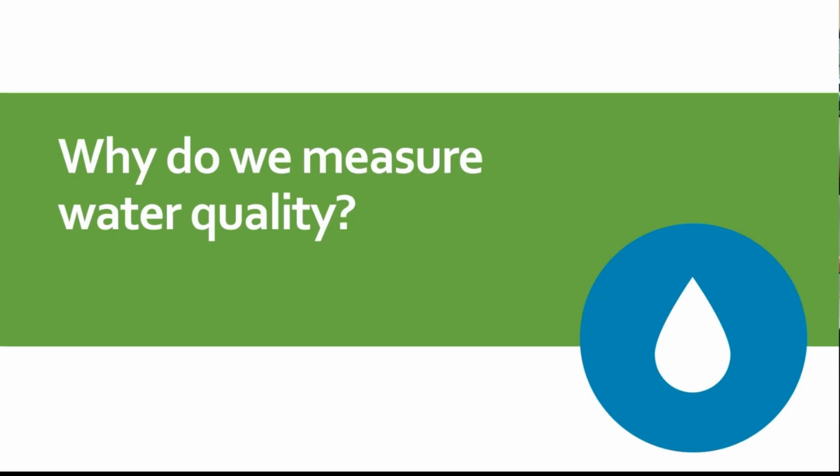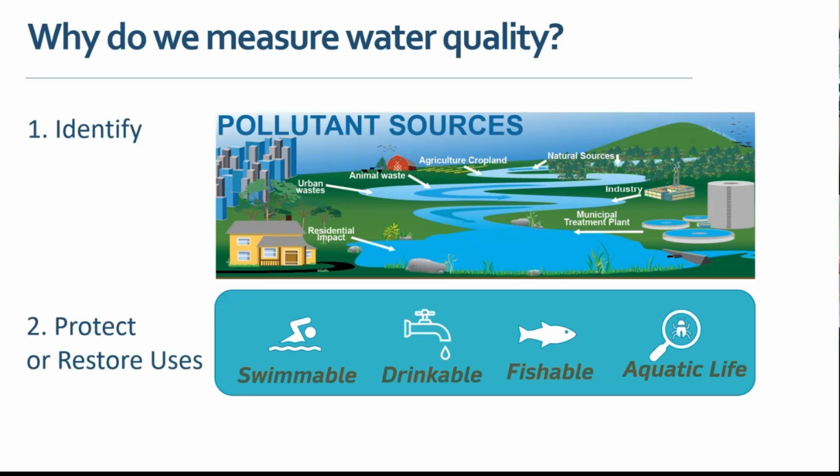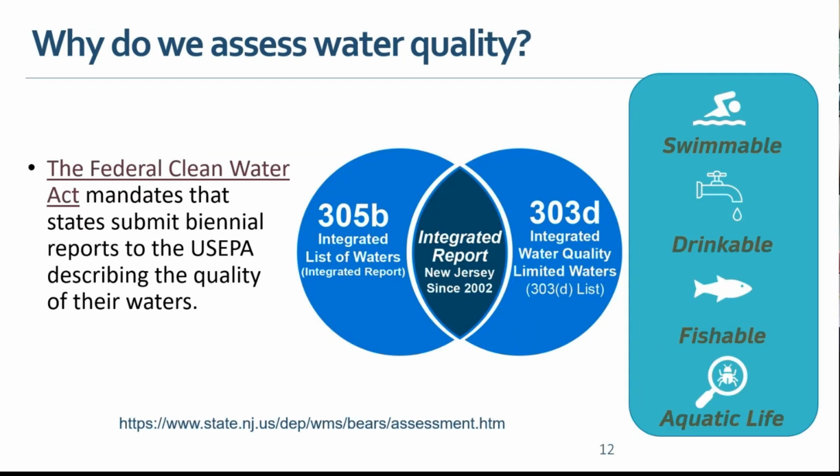So why do we measure water quality? So we want to identify pollutant sources and protect or restore the uses of our water. So the uses of water are swimmable, drinkable, fishable, and aquatic life. And these are required by the Clean Water Act. And in addition, the Clean Water Act requires states to make an assessment of whether our water meets those designated uses. So does it meet swimmable, drinkable, fishable, or aquatic life?